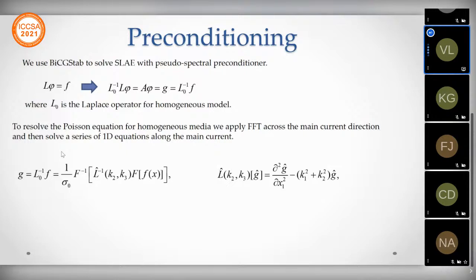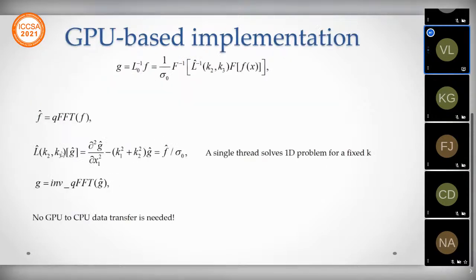So to solve it, we just use an explicit direct solver, and this is how it works in the GPU implementation. Why does it work very fast? Because we use cuFFT to apply the Fourier transform, and then one single thread solves one single 1D problem. So it's completely parallel if you implement it on GPU. And then we apply the inverse cuFFT.